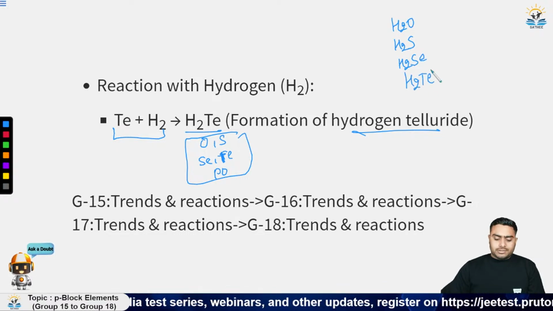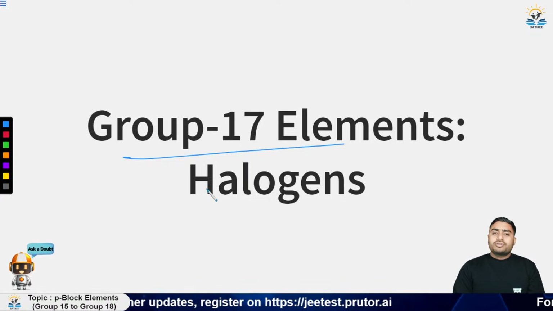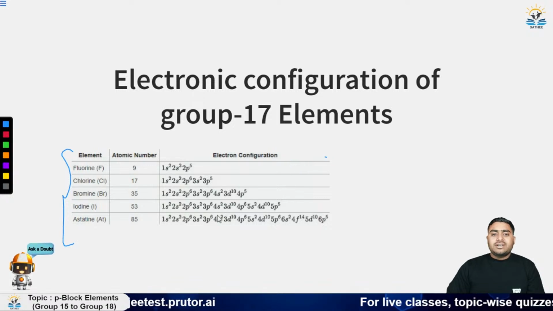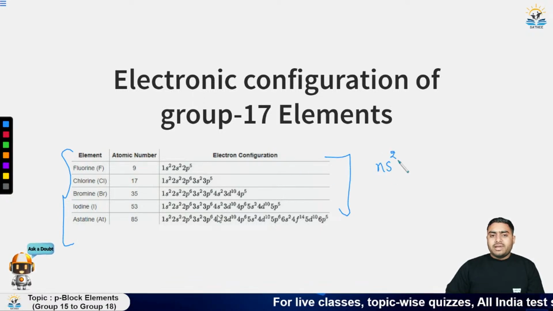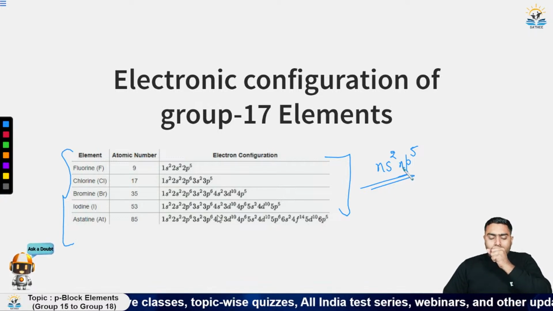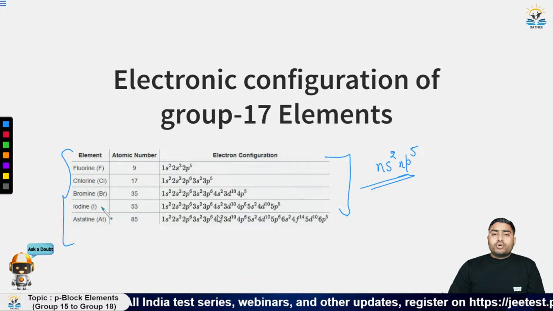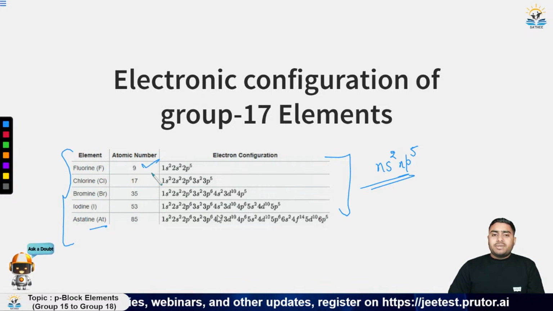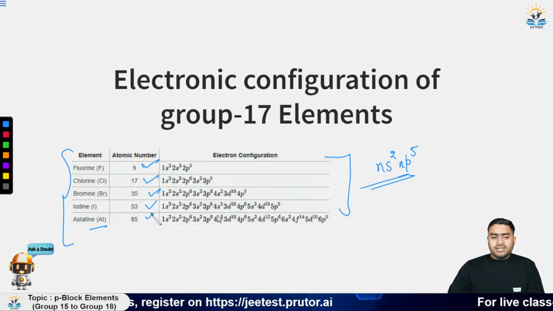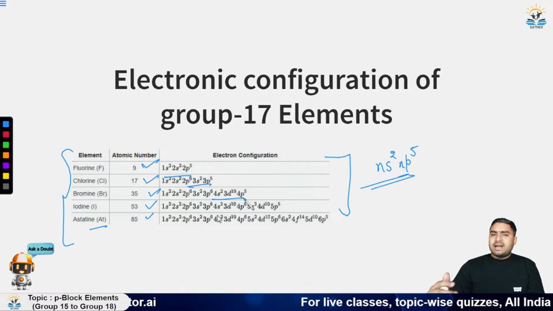Similarly, you can form group 17 elements. So in group 17 elements, we are going to discuss halogens. First of all, let's see the electronic configuration. The general electronic configuration of group 17 elements is ns2 np5. Fluorine, chlorine, bromine, iodine and astatine. Fluorine atomic number 9, chlorine 17, bromine 35, iodine 53, astatine 85. You can see 2s2 2p5, 3s2 3p5, 4s2 4p5 and so on.